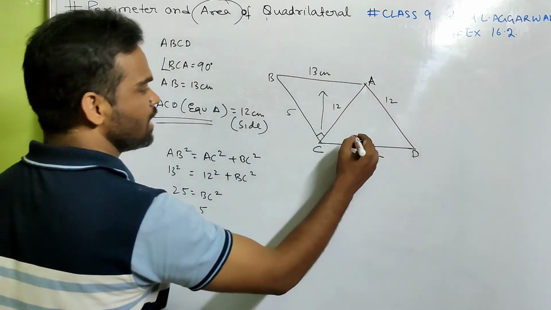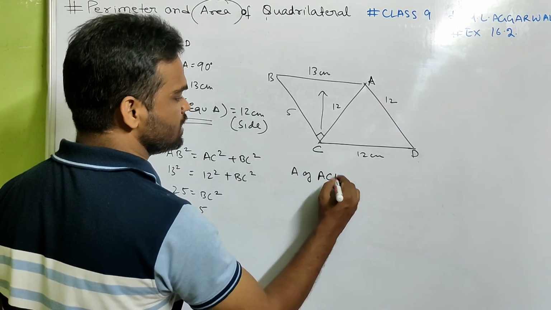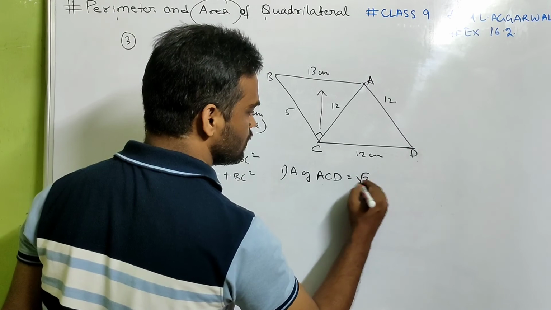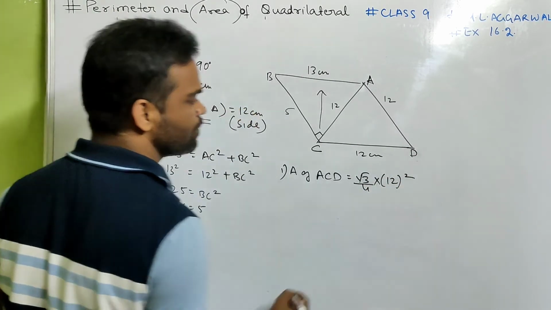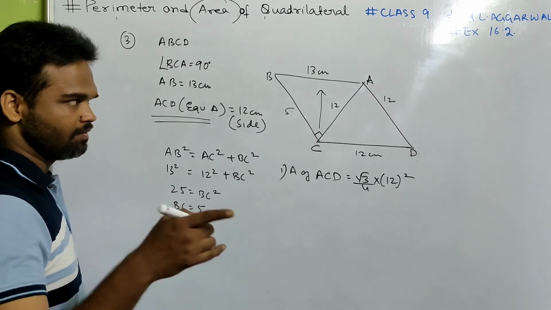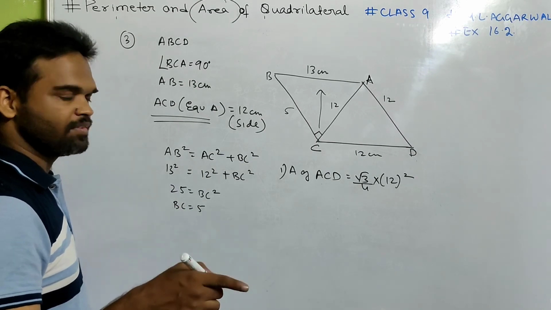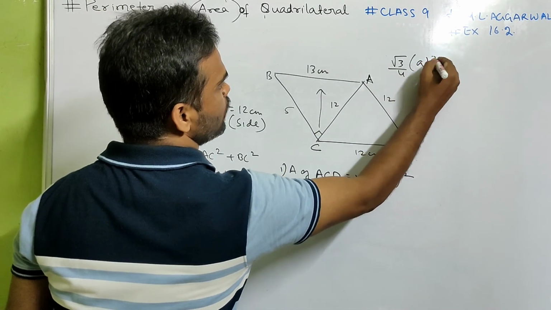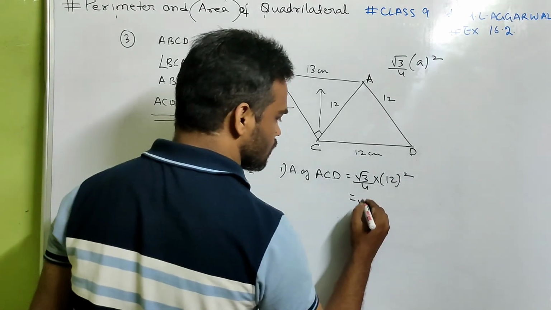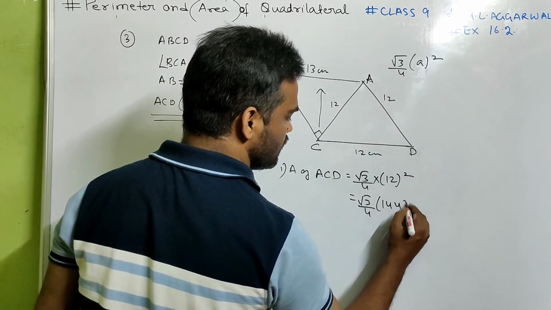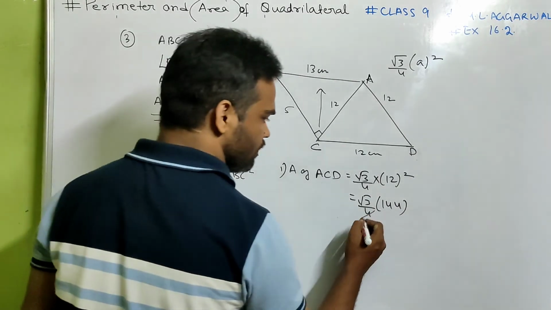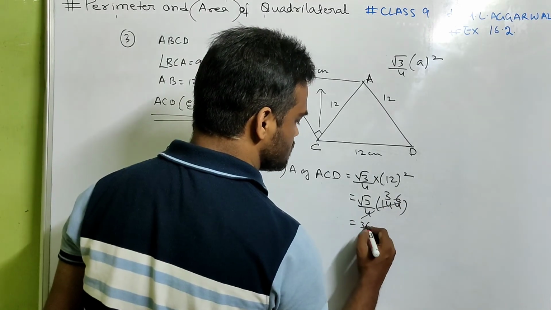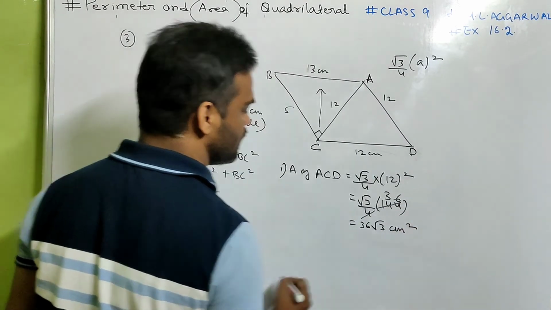And this is your equilateral triangle. Area of ACD. We know how to find the area of ACD. It's an equilateral triangle, root 3 by 4 into side square. We have done this earlier when we were solving area of triangles. Root 3 by 4 A square, where A was the side. So that's root 3 by 4 into 144. Done. 4 threes are 12, and 4 sixes are 24, so that's 36 root 3 centimeter square.